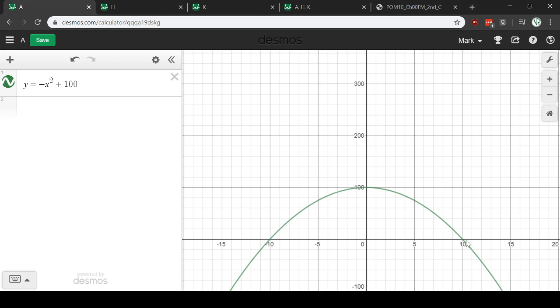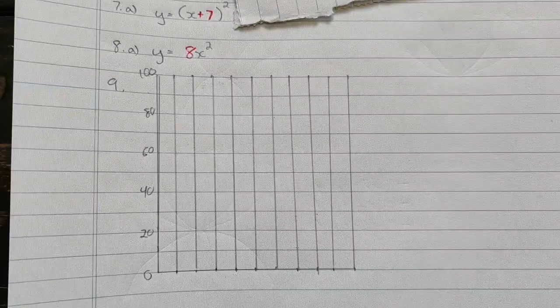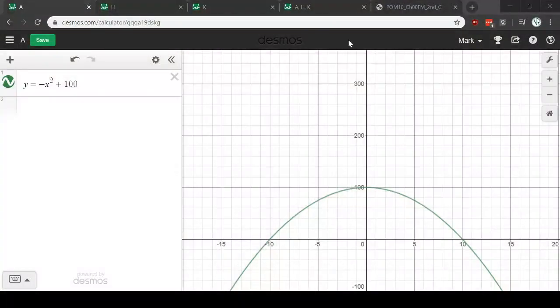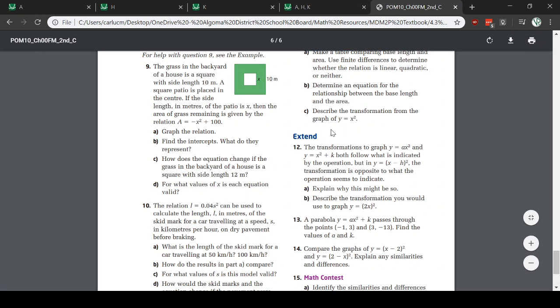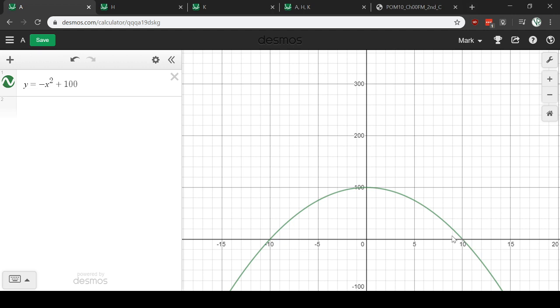maximum size of the patio. The patio cannot be bigger than 10. Why is that? Because the question again said that the x value was representing the side length of the patio. That is the maximum side length, 10. In the case of negative 10, anything on the other side of the y-axis is not possible as a side length.